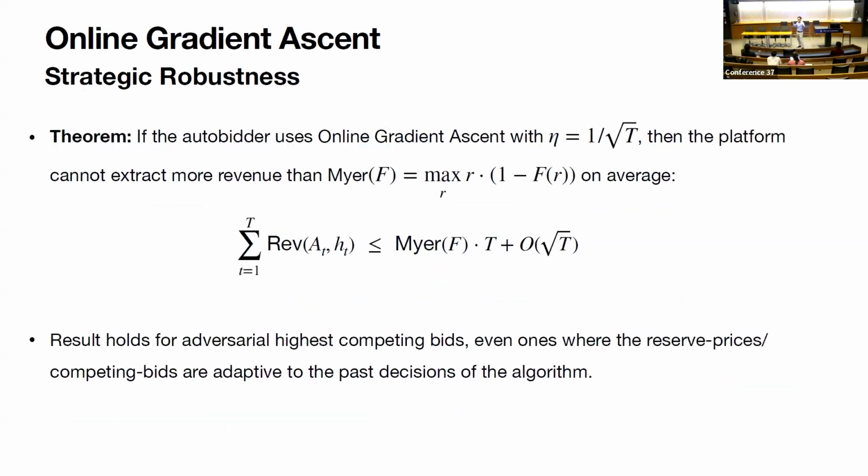Finally, importantly, to your point, it is also strategically robust. What that means is no matter how these HTs are selected, even if there's a single seller and a single buyer, and the seller wants to extract as much revenue as possible, no matter how they set their HTs depending on the past adversarially, they cannot extract more revenue out of the algorithm in total than Myerson times T plus a sublinear term. So on average, they can't do better than just posting the optimal reserve price at everything. Once again, this holds no matter how the HTs are being selected.